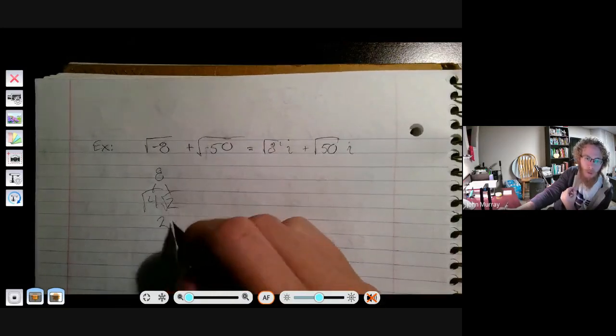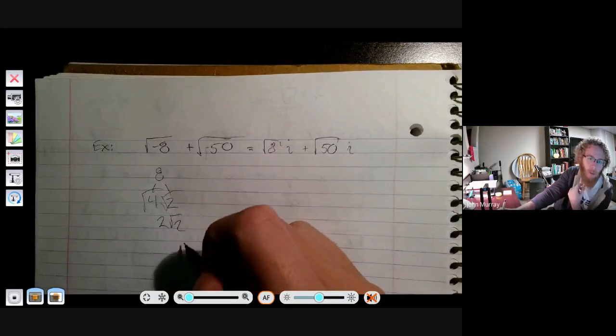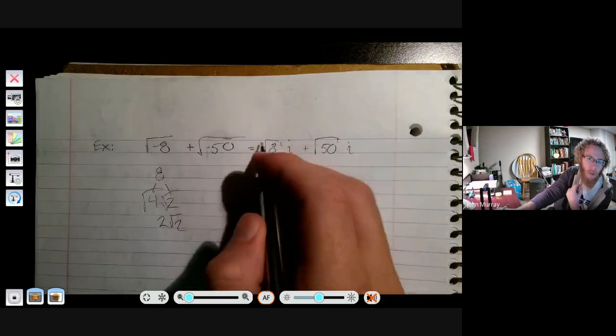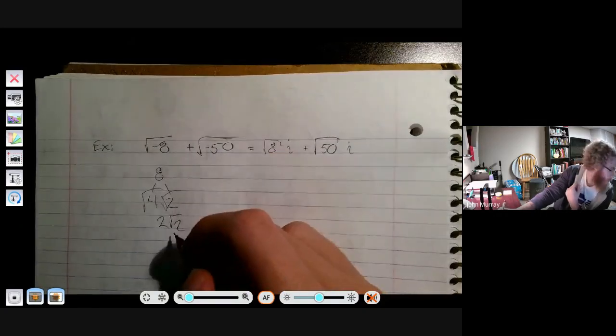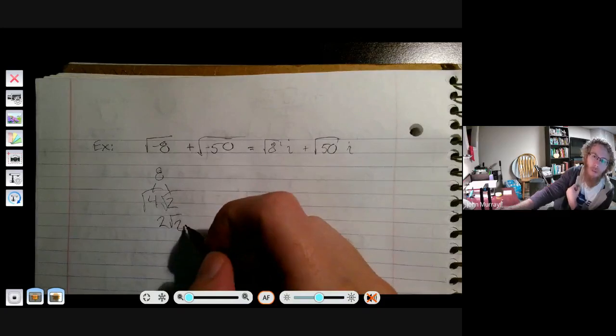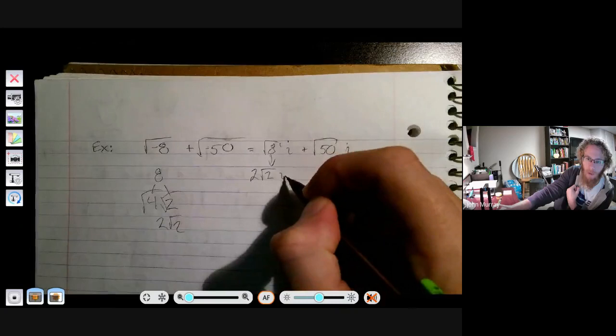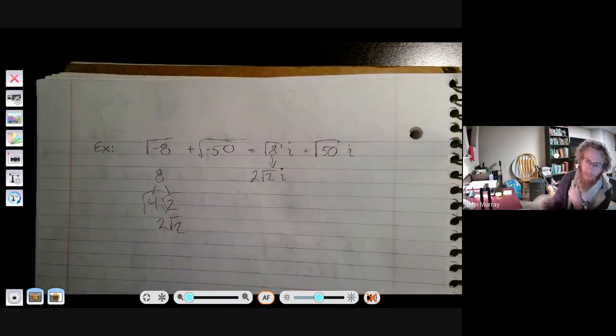The square root of 4 is 2. And I can't do anything with the 2, so I'm going to leave that underneath the square root. So the square root of 8 is the same as writing the square root of 4 times the square root of 2. So that becomes 2 times the square root of 2 times i.